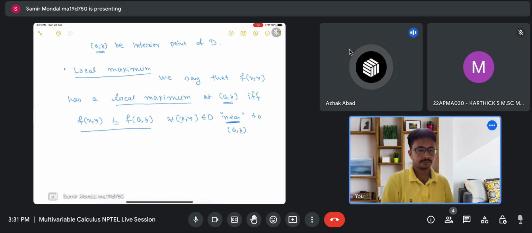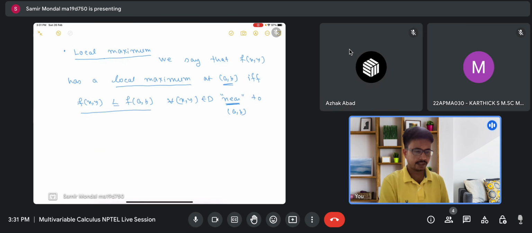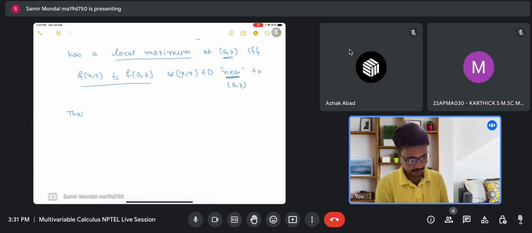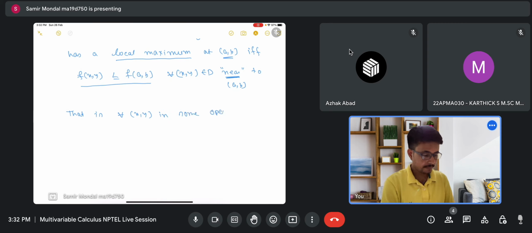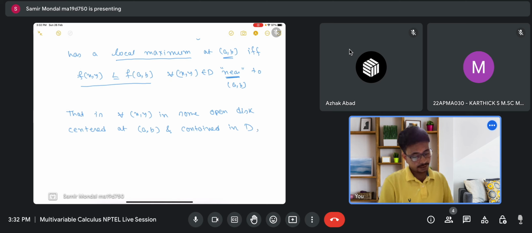This near term we can remove, and someone can write it like this: for all (x, y) in some open disc centered at (a, b) and contained in D. In this disc, if the function satisfies the inequality f of x, y is less than or equal to f of a, b, then we will say that f has a local maxima at the point (a, b).